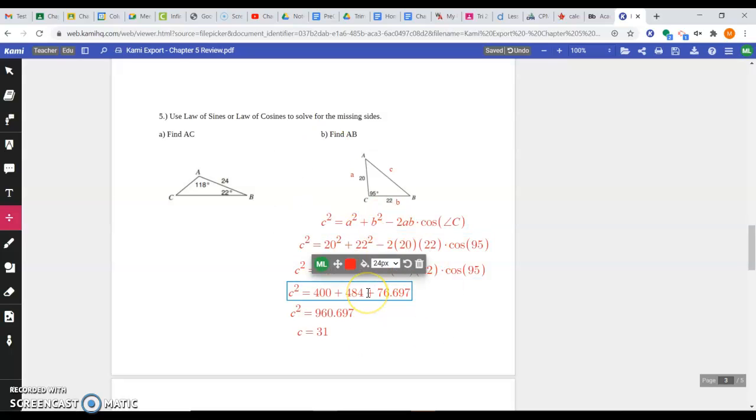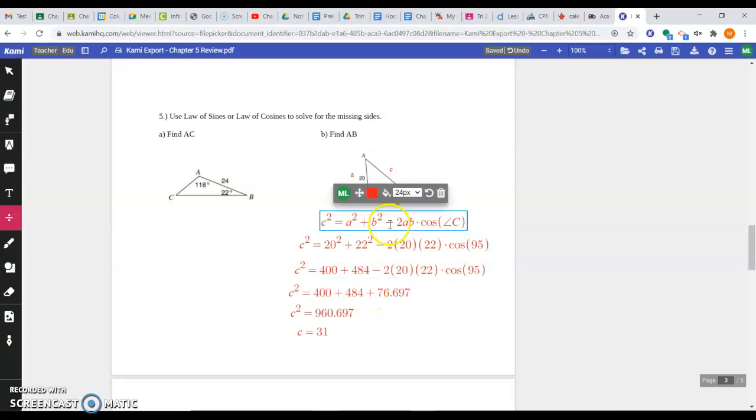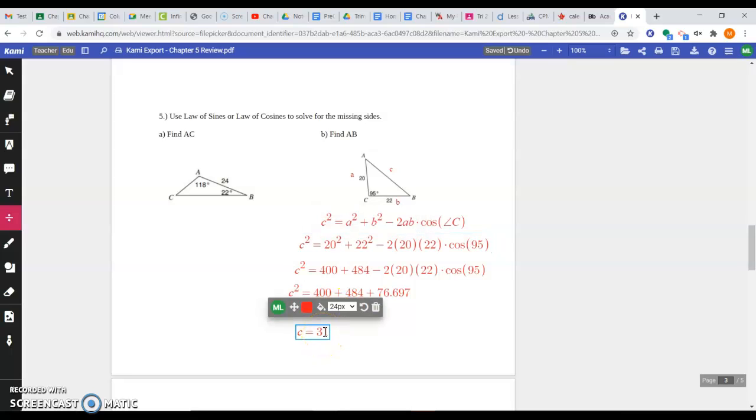All right, so that is breaking down the law of cosines there. Again, knowing the equation is huge, and then being able to plug in and work step by step following the order of operations is what it's all about. All right, any more questions I will try to address before we have the test tomorrow.